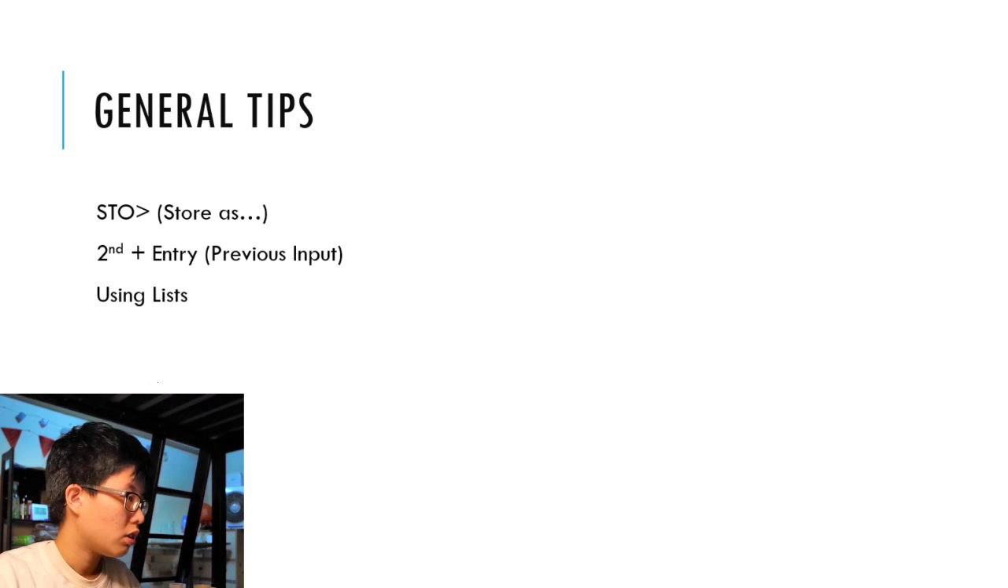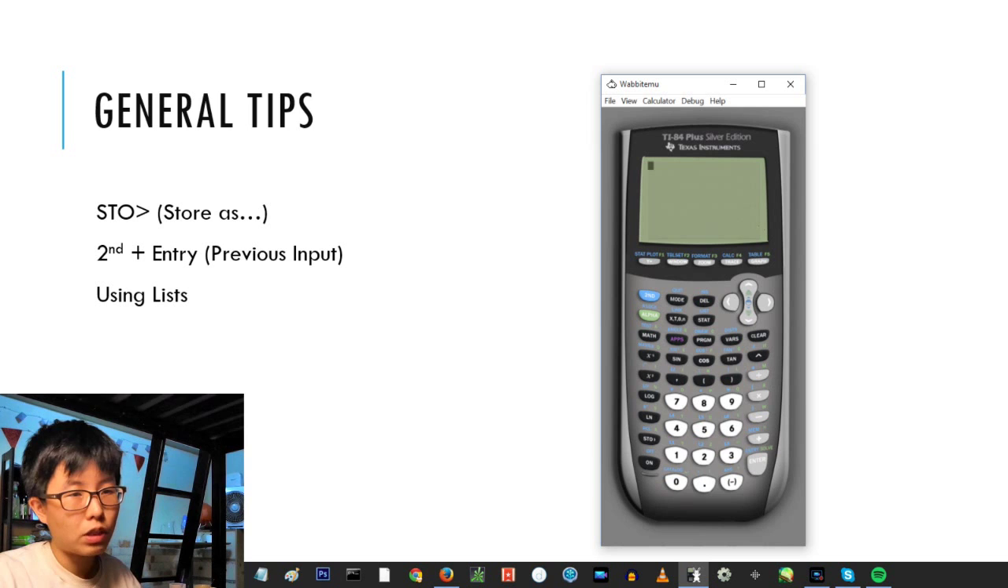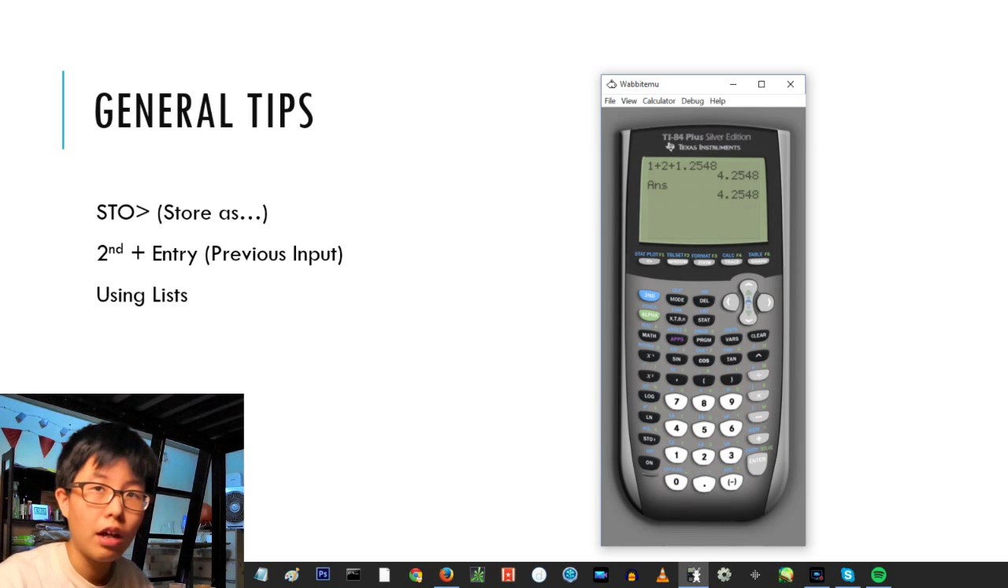So I was going to say store as. If I press 1 plus 2 plus 1.2548, let's say I really want to save this. If I only need to use it one time for the next one, I can just press second answer and I'll get it back. But what if I'm doing a lot of calculations right after this, but later I want to get back to this number? Using answer by itself wouldn't be the best choice.